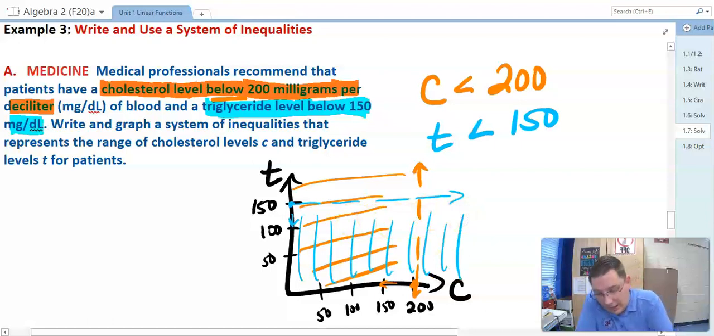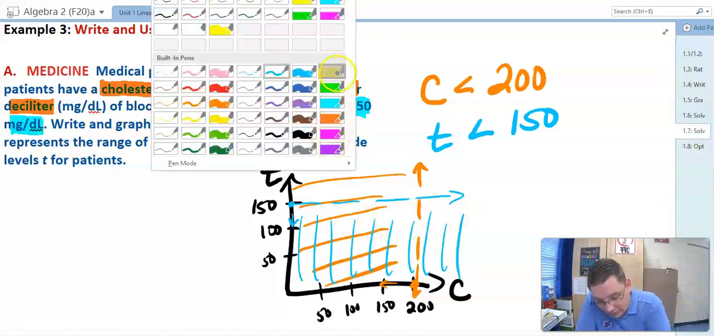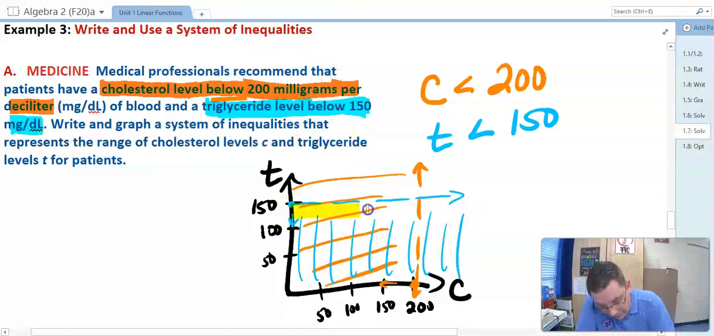Where does the shading overlap? So the shading overlaps, and let's just use yellow here, in this rectangular region here. And so any point in this yellow shaded region would be a solution. Now, again, I don't want a triglyceride level 150. I want below 150, so I can't be on the blue line. Same thing with the cholesterol level. I can't be 200. I need to be below 200. So make sure you pay attention to those values.